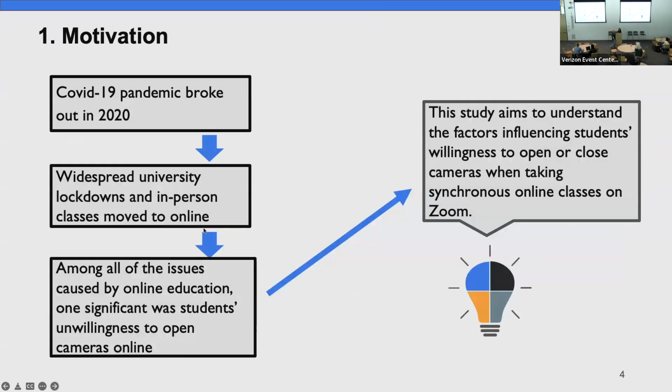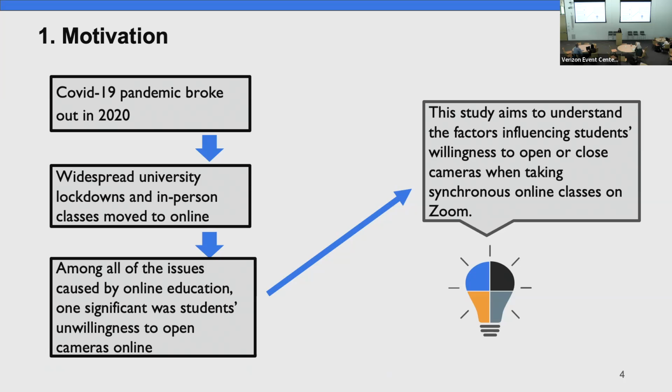So firstly, the motivation of this study. As we all know, the COVID-19 pandemic broke out about 2 years ago. Because of the global crisis, a lot of universities locked down and in-person classes were moved to online mode. We noticed that among all of the issues caused by online education, one significant issue was that a lot of students are not so willing to open their cameras, and because students prefer closing their cameras, this causes problems for instructors who rely on students' nonverbal cues.